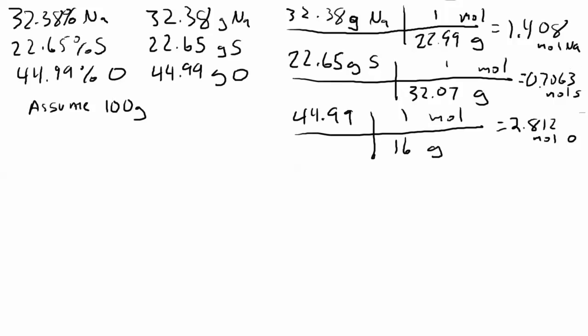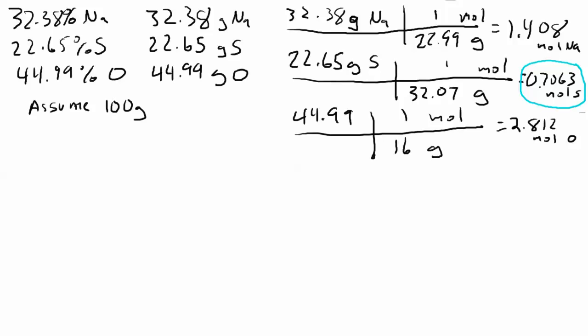So now what's the next step? Now we have basically molar amounts, and so now we're talking about particles. We can relate how many particles we have relative to each other. And so we're ready to actually start figuring out the ratio. So the final step here is to take these molar amounts and divide them all by the smallest one. Looking at these, our smallest is 0.7063, and that's sulfur.